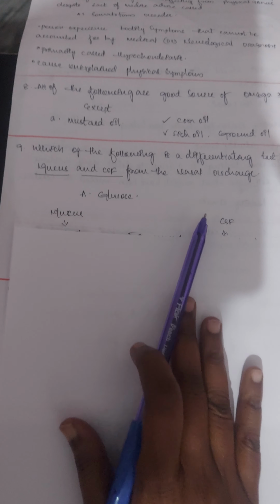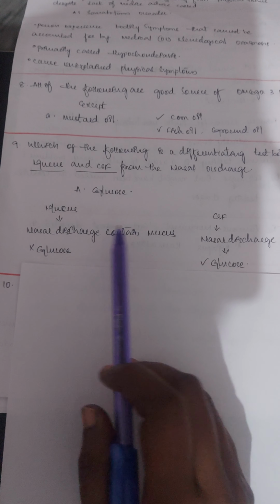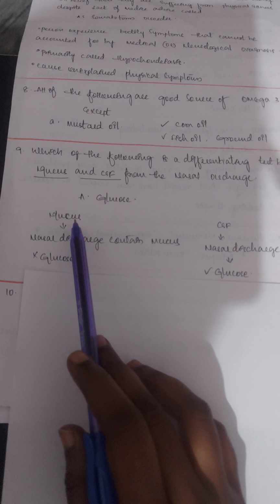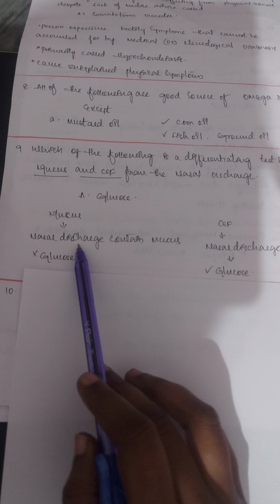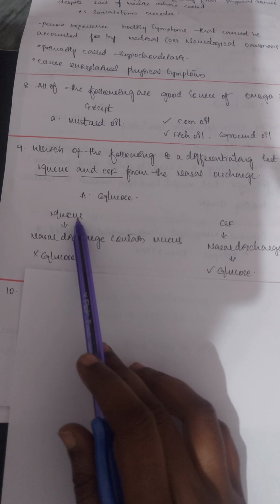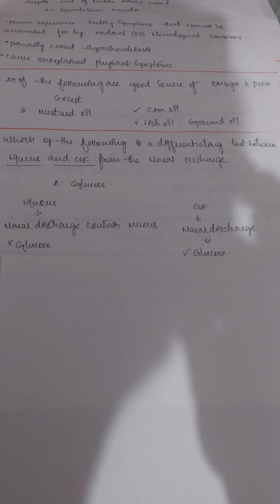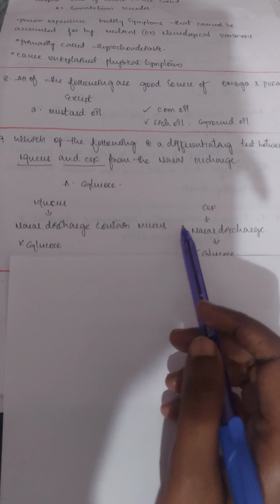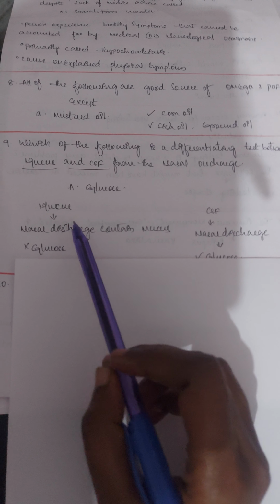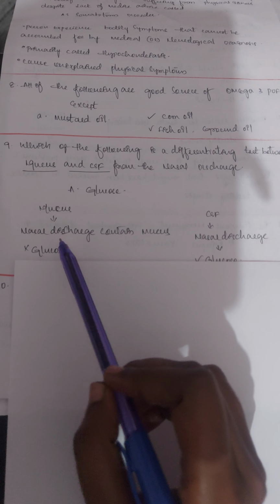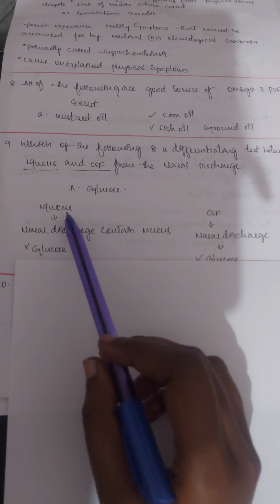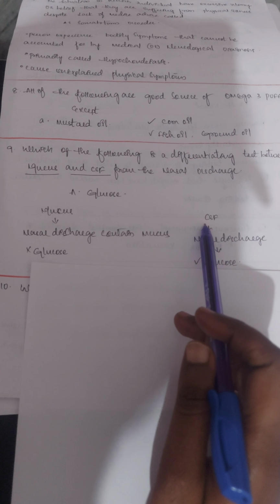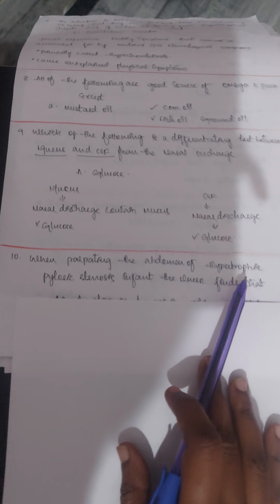Here you can see the nasal discharge, the natural discharge of mucus. Actually both are cream in color, but here the difference is, if the discharge does not contain glucose, then you can call it mucus. If the discharge contains glucose, then you can say it is cerebrospinal fluid. Okay, the next one, 10th question.